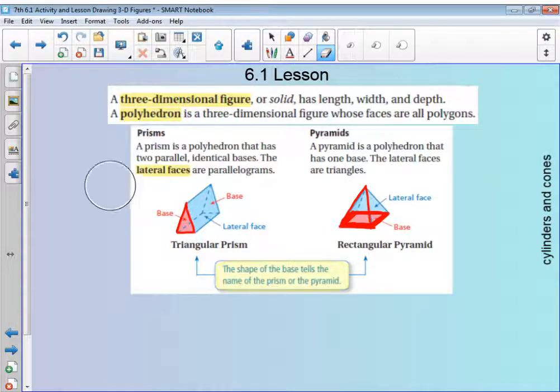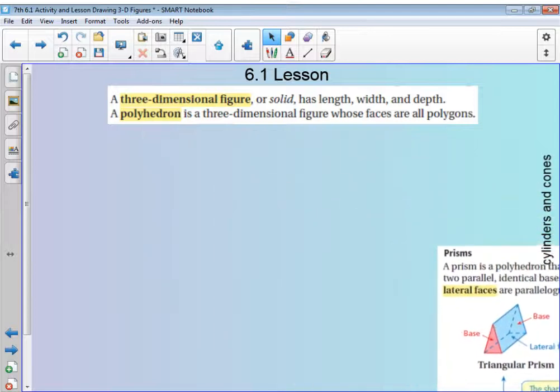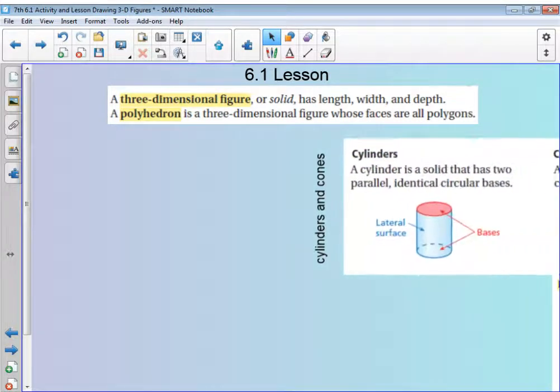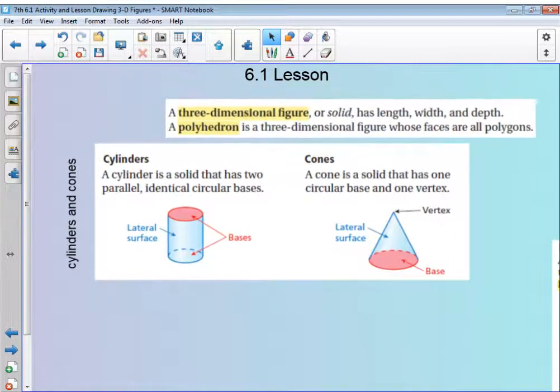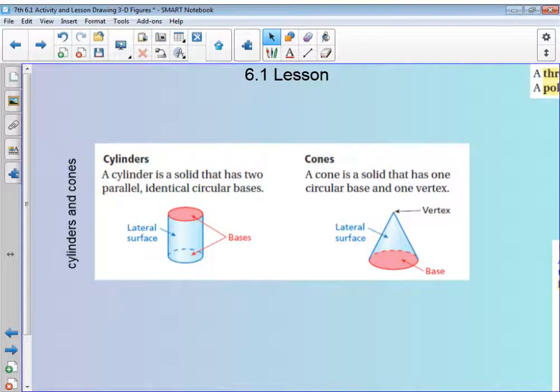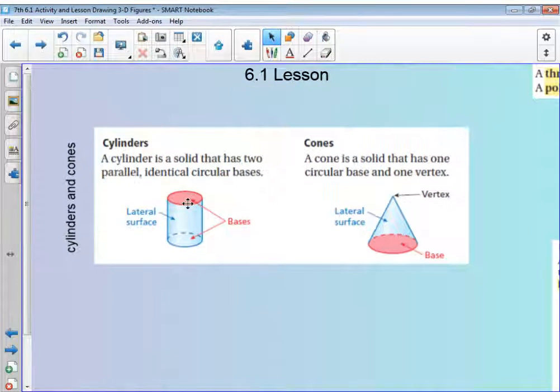So we also have some other three-dimensional figures that we will be working with throughout this chapter, and those are cylinders and cones. Okay, these are not considered polyhedrons because they have circles on them. So a cylinder is a solid that has 2 parallel identical circular bases. So like a can, you've got a circle that makes up the top of the can and a circle that makes up the bottom of the can.